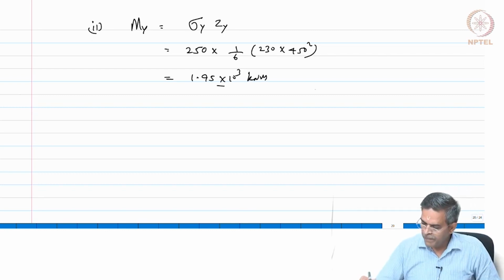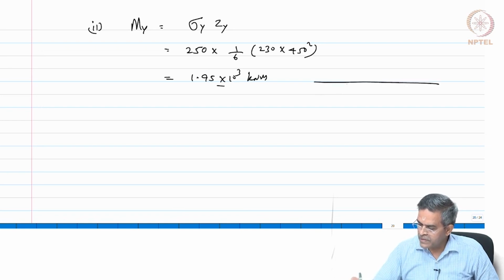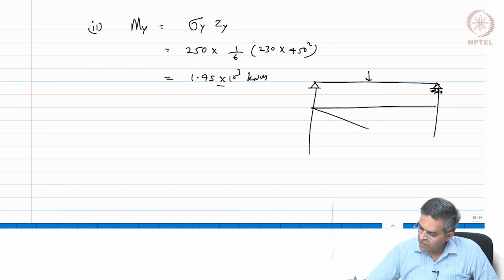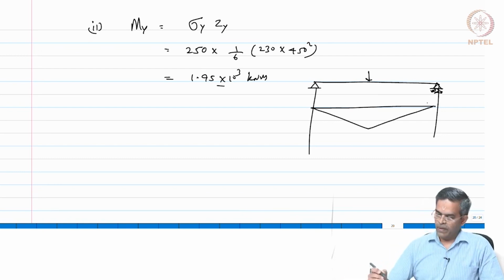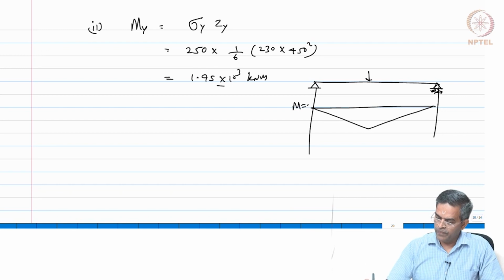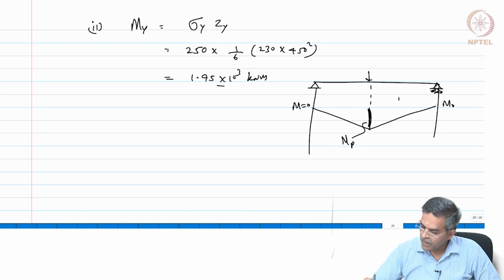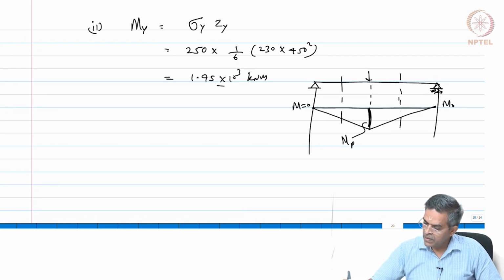Okay. Let us draw the demarcated region. This is my beam, this is my bending moment diagram, this is my deflected profile. Here the moment is 0. At this point it is Mp. At some section, this value is My.